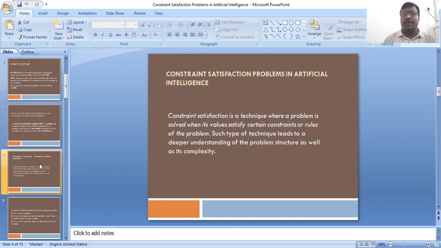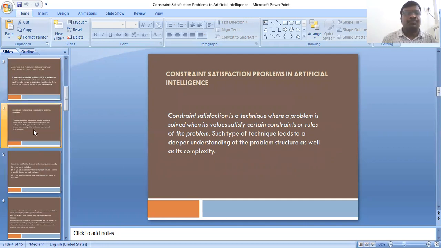And next one, constraint satisfaction in artificial intelligence is a technique where the problem is solved and the values satisfy certain constraints. That means the constraints are the rules of the problem. Such techniques lead to a deeper understanding of the problem structure as well as its complexity.